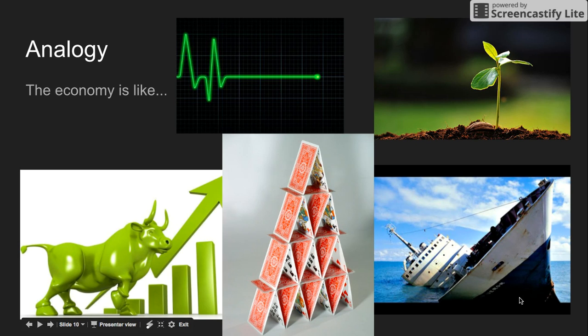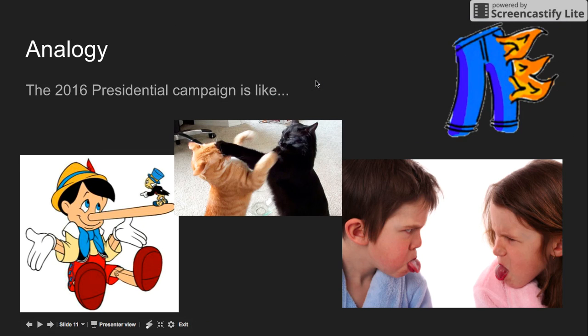I could also communicate that maybe it's like a ship that's slowly sinking, or maybe the economy is like a fragile young plant that needs to be cared for and is fragile as well. Another thing that you could say is that the economy is dying out, whatever your point is, and it's flatlining like this EEG.